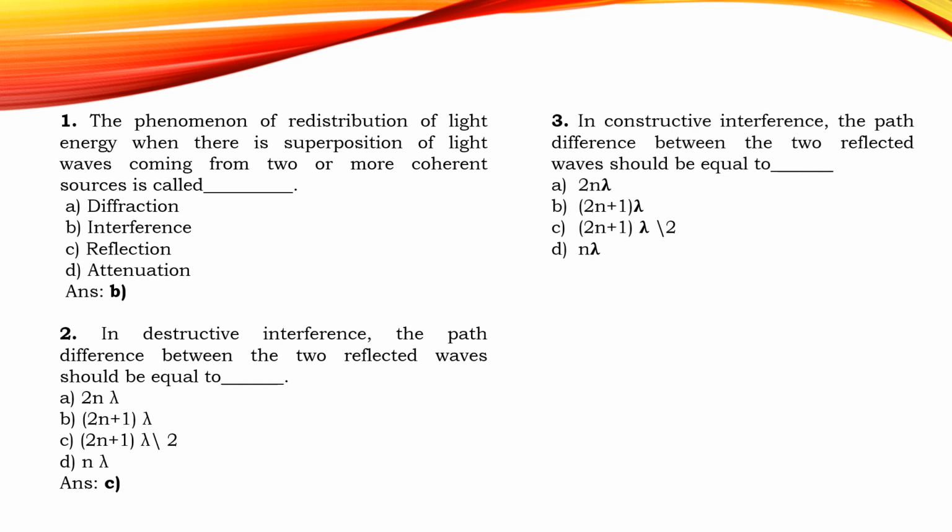Next is in constructive interference, the path difference between the two reflected waves should be equal to, and the options are 2n lambda, (2n+1) lambda, (2n+1) lambda by 2, and n lambda. And the right answer is option D, n lambda.